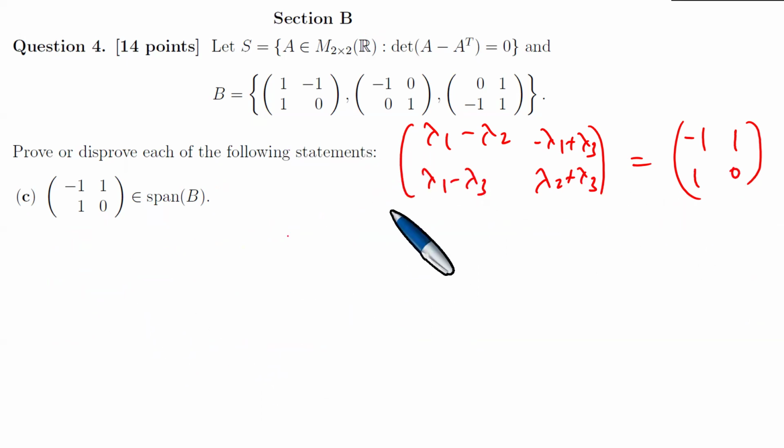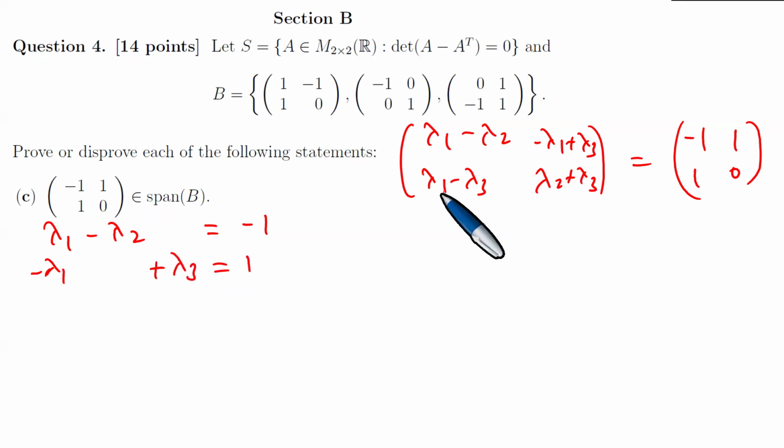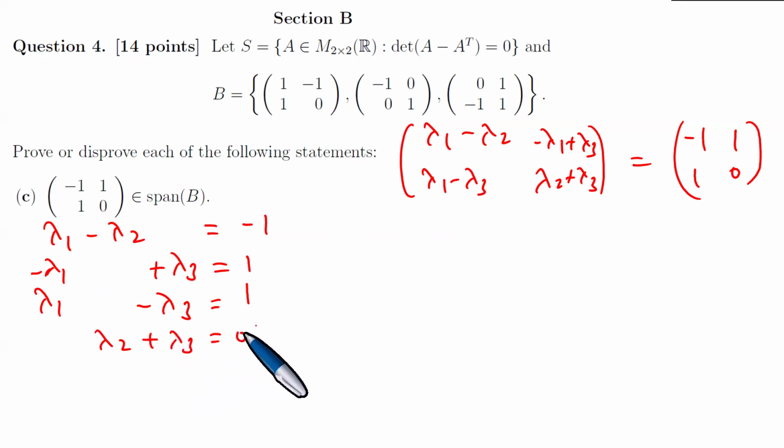Now we do component-wise comparison, which means that we have lambda 1 minus lambda 2, and the result is minus 1, comparing corresponding entries. Next, in any order, we can take this one: minus lambda 1 plus lambda 3 equals 1. Next, we have lambda 1 minus lambda 3 equals 1. Last but not least, we have lambda 2 plus lambda 3 equals 0. So this produces a matrix like this.